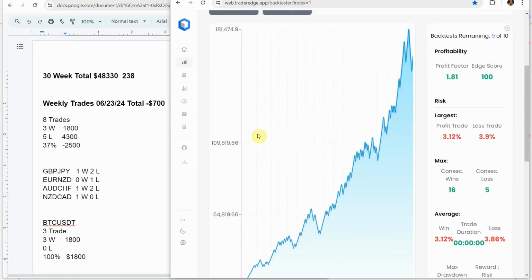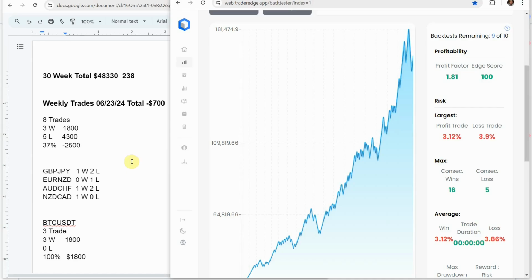Alright, let's go ahead and go over the weekly signals. So this is using the Academy of Forex Indicator on these 4 Forex pairs and this one crypto coin. This is on the 30-minute time frame. Each week we keep track of the trades the Academy of Forex Indicator has signaled.